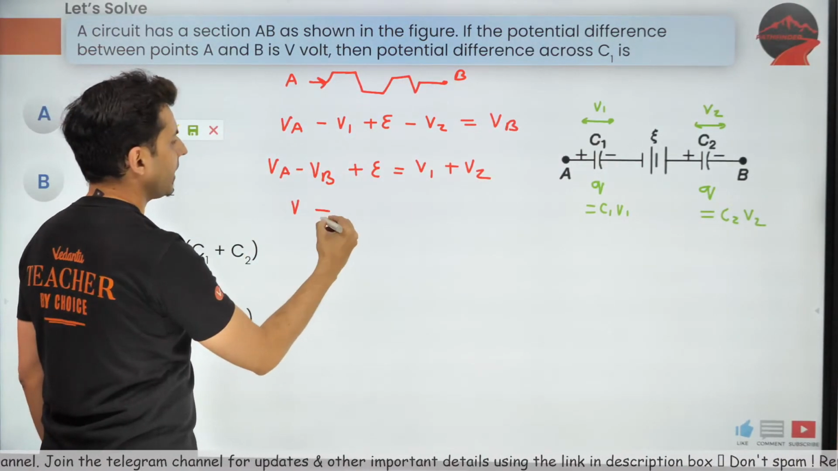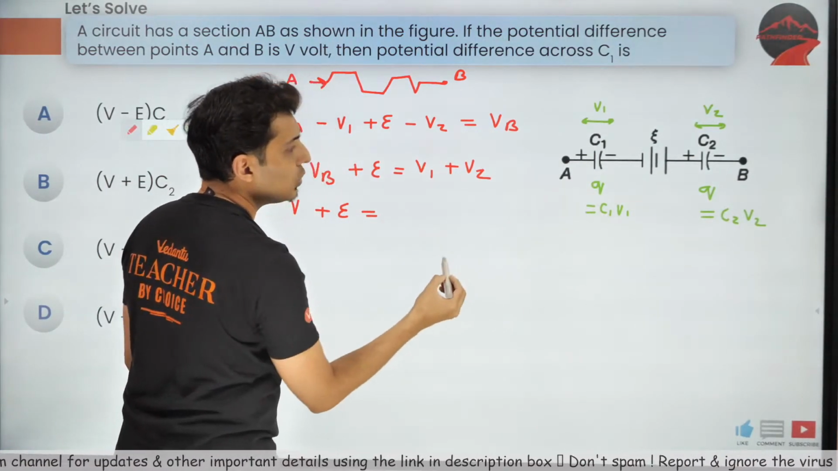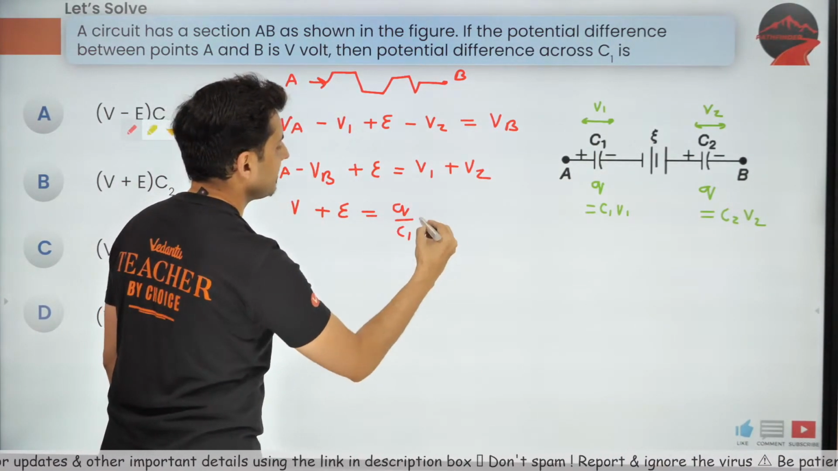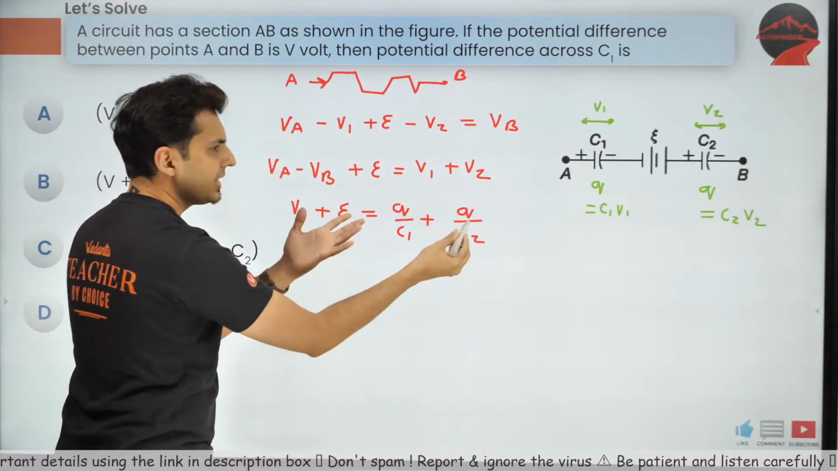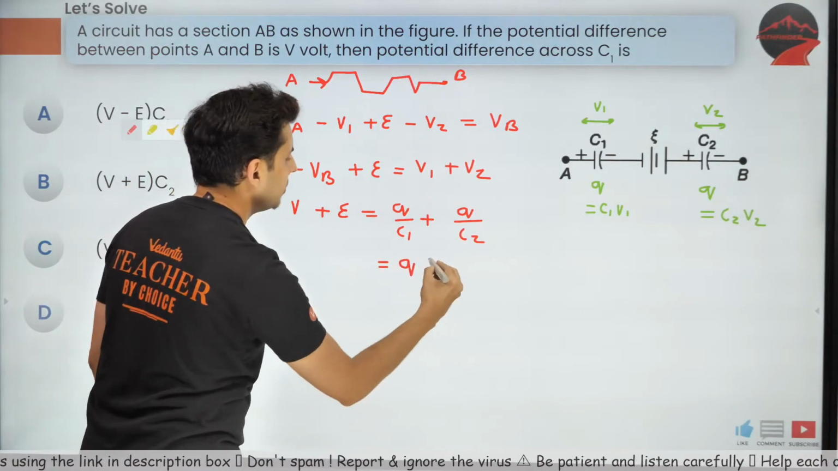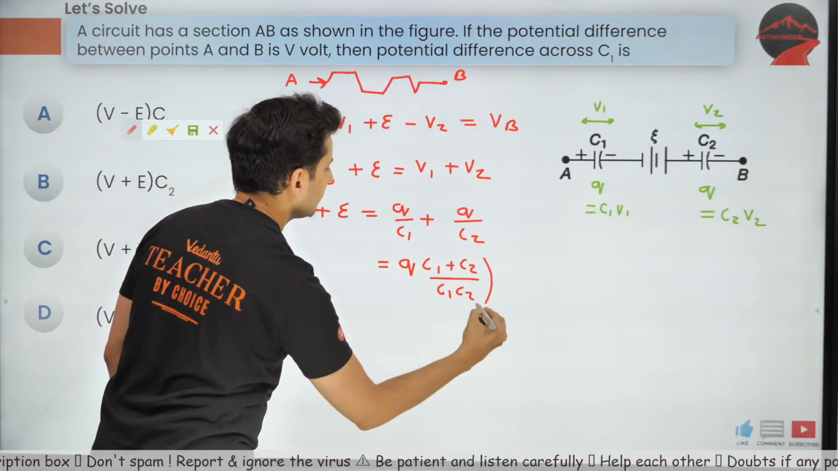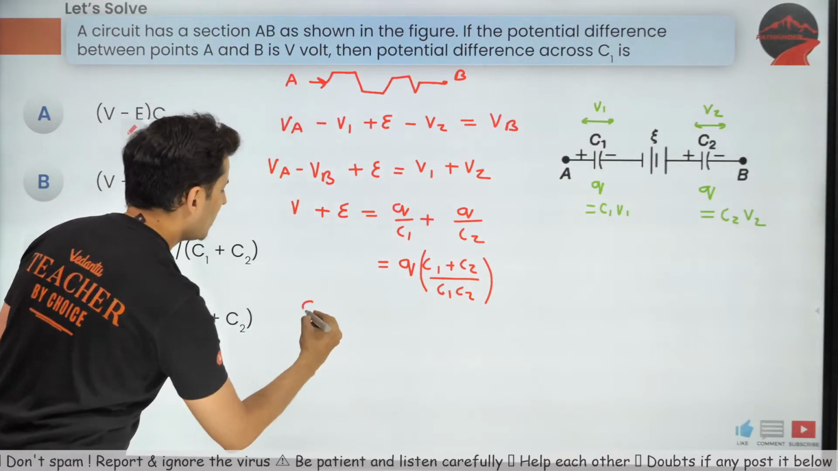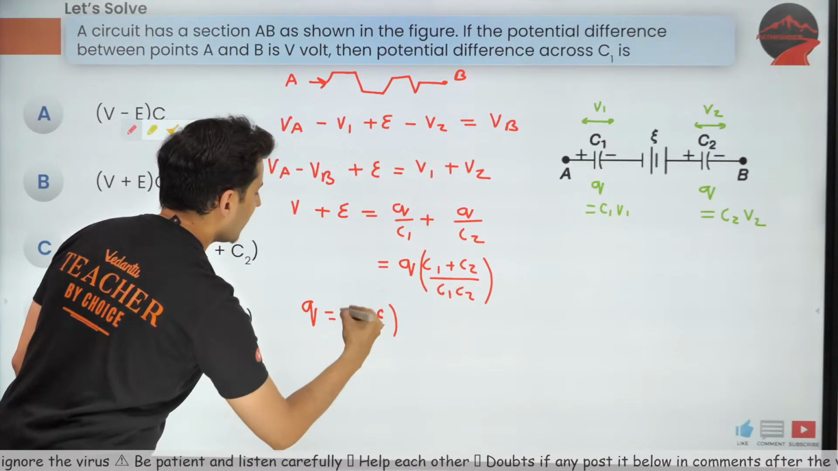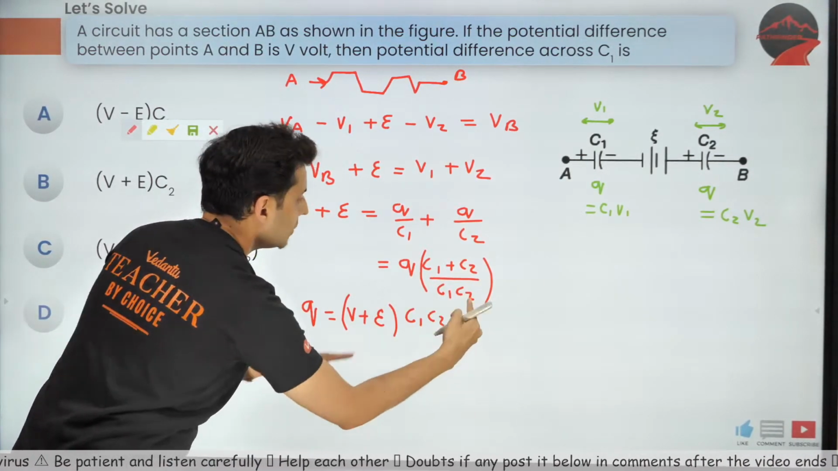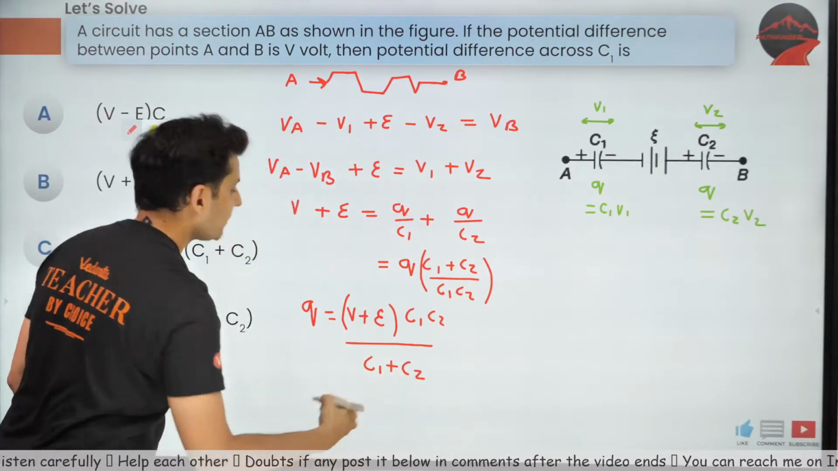It is V plus E is equal to, what is V1? V1 is Q by C1. So it is Q by C1. And what is V2? V2 is Q by C2. I think I can take LCM. So it will become Q times C1 plus C2 divided by C1 C2. That's what I'll get. Therefore, Q will be equal to V plus E, into C1 C2 on the top, C1 plus C2 comes below.